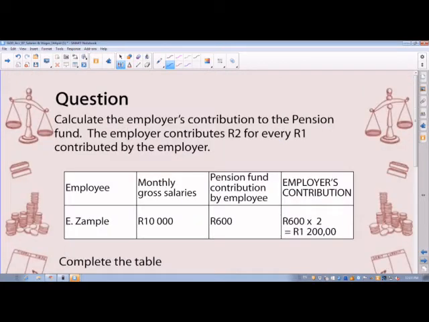Only the employer contributes towards the SDL fund, not the employee. But let's finish up. Calculate the employer's contribution to the pension fund. Now, I want to quickly show you how to calculate a contribution. The employer contribution here is 2 Rand for every 1 Rand.